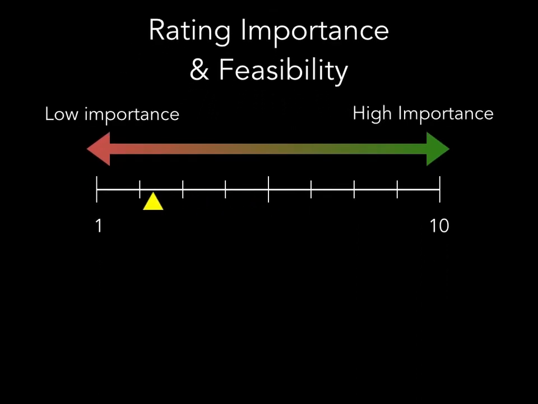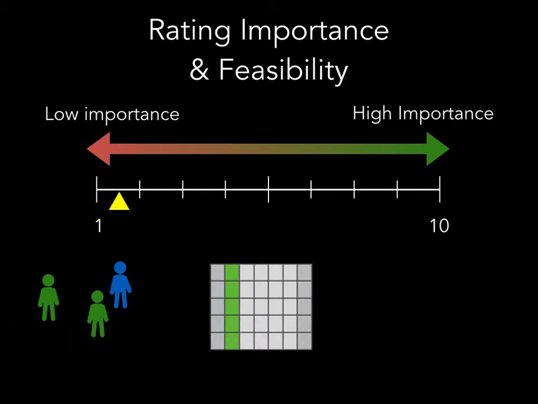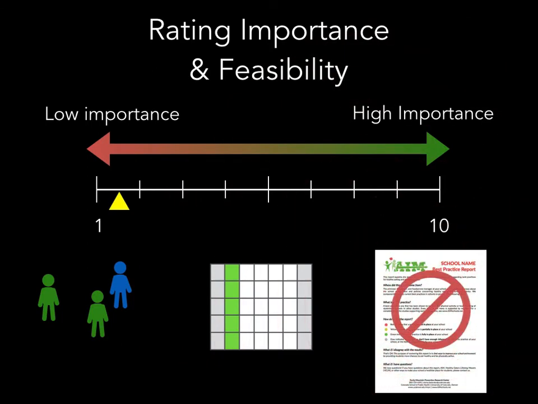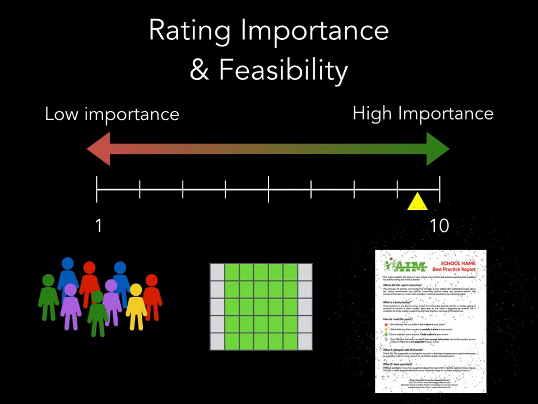An item could rate low for importance if it affects only a few students, doesn't happen very often, or because it doesn't show any evidence of increasing physical activity or healthy eating. This kind of change would score closer to 1 on the importance scale. An important change would score closer to 10. This is the kind of change that would affect most students on most days and is one that we know would result in more students eating healthier foods or being physically active.